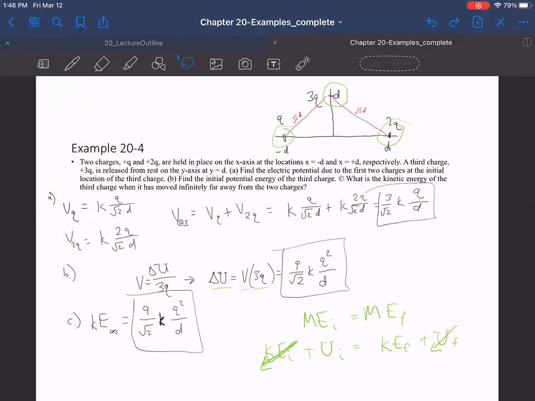So anyway, part C asks, what is the kinetic energy of the third charge when it's moved infinitely far away? So this is a conservation of mechanical energy again. We're putting it there at rest, so we have no initial kinetic energy. We only have initial potential energy, which we just found in part B. When it's infinitely far away, our potential drops to 0, and therefore our potential energy drops to 0. Right? If 2 things are infinitely far away, they can't really push on each other anymore. And so our initial potential energy just equals our final kinetic energy. So all I did was rewrite what the potential energy was, because that's how much kinetic energy we'll get out of it. That makes sense?